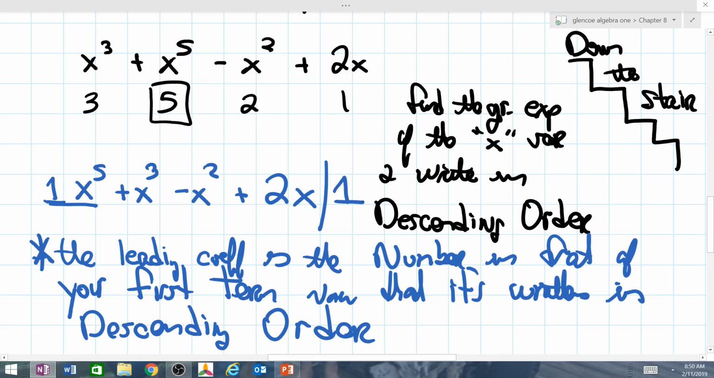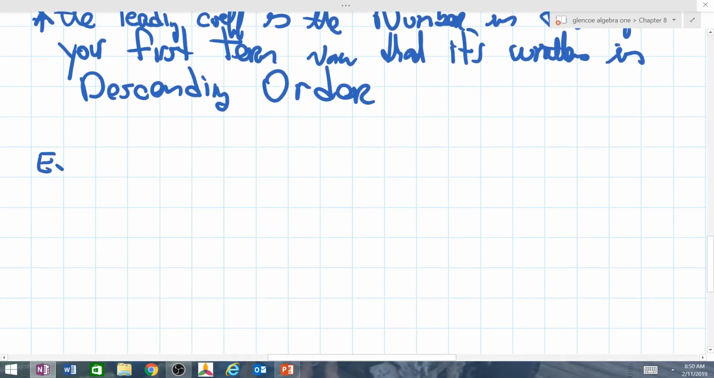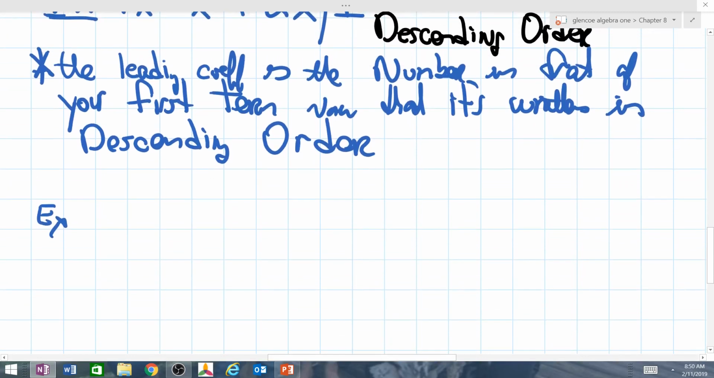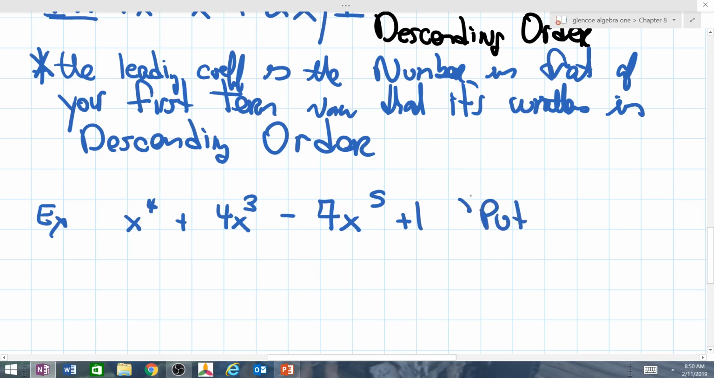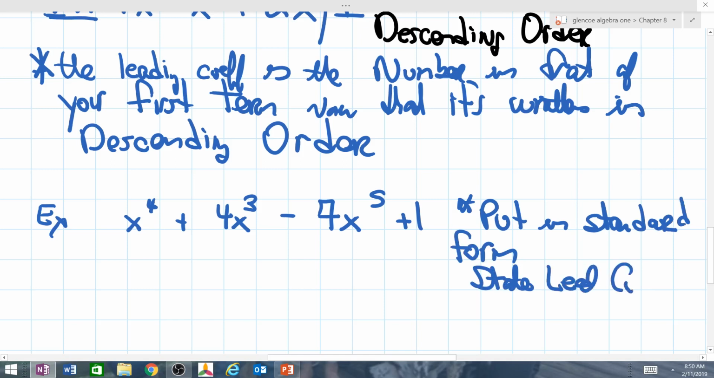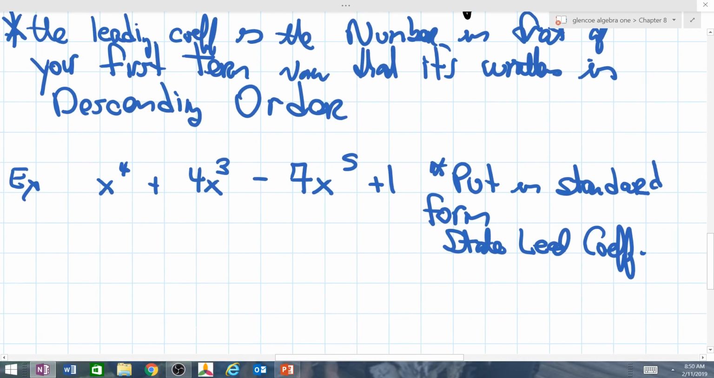So let's try another one together. Let's try another example, and then we'll let you go ahead. Let me leave that there in case someone's copying it. So let's try this problem: x to the 4th plus 4x cubed minus 7x to the 5th plus 1. We're going to put it in standard form. Standard form means the same thing as descending order. And we're going to state the lead coefficient. Does everyone understand what we're doing? Yes? Okay, so everybody go ahead and do that, and I will do it as well.